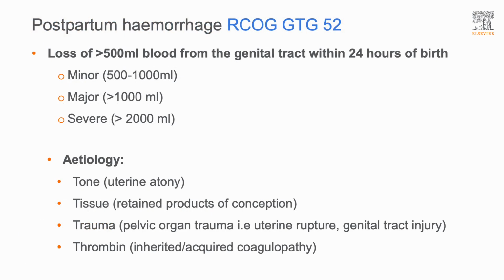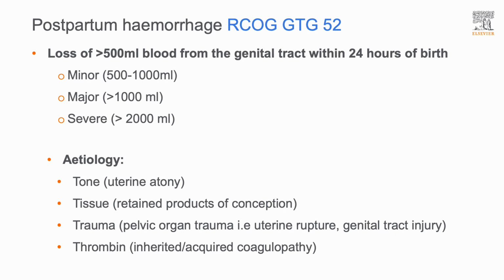So a postpartum hemorrhage describes loss of over 500 ml of blood from the genital tract. A primary postpartum hemorrhage is when this occurs within 24 hours of birth, and a secondary postpartum hemorrhage can occur between 24 hours and 12 weeks after birth. Postpartum hemorrhages are relatively common, affecting 5% of patients, and are the leading cause of maternal mortality worldwide.